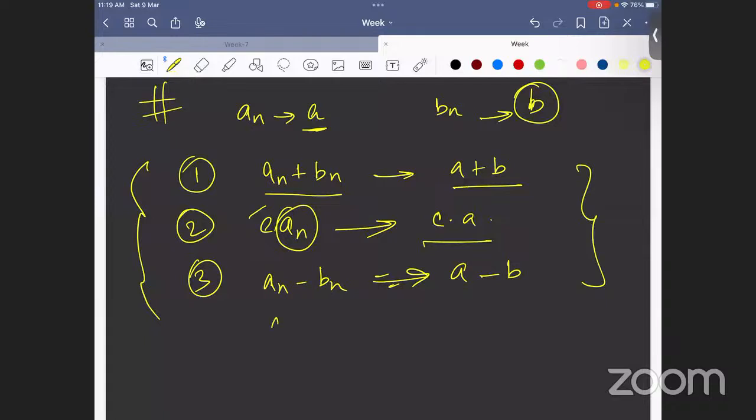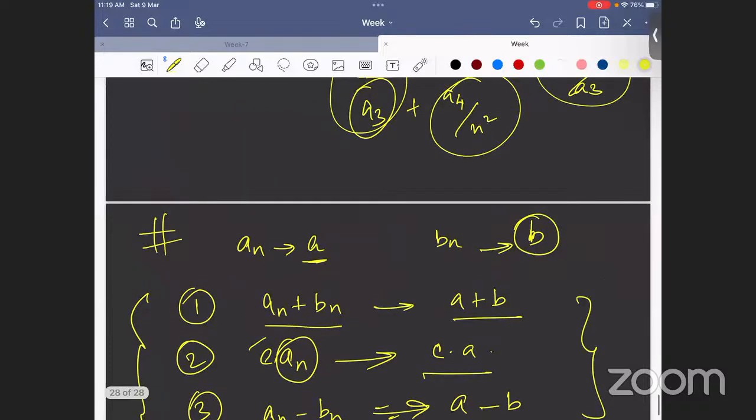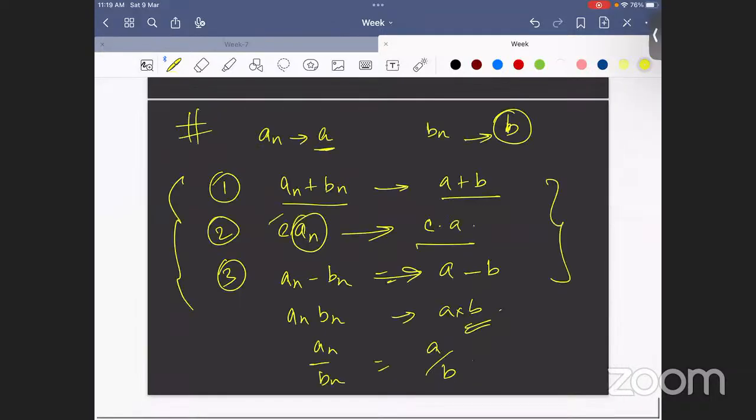Even if you have a sequence an and a sequence bn, and you have been asked for the sequence an times bn, you can directly multiply a into b also. Is it clear? Similarly, for an upon bn, you can directly get it as a upon b. So this is what we were using here. Whatever we have discussed, we have used all these rules.